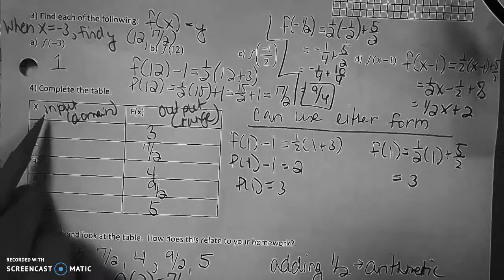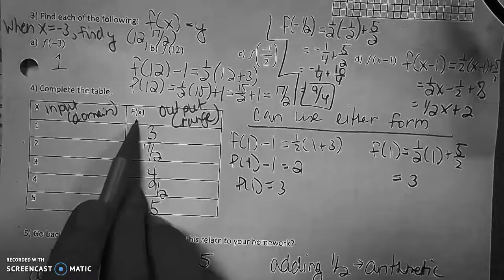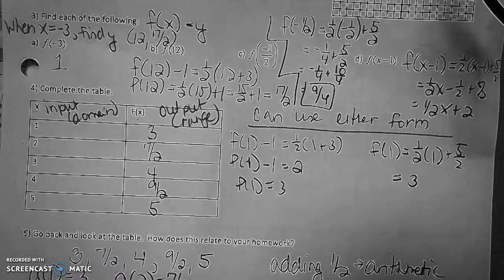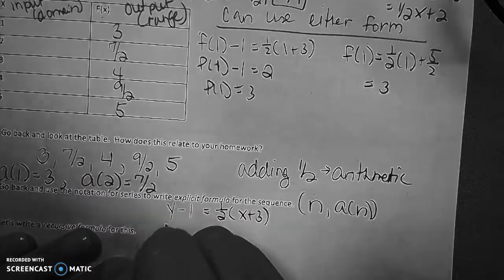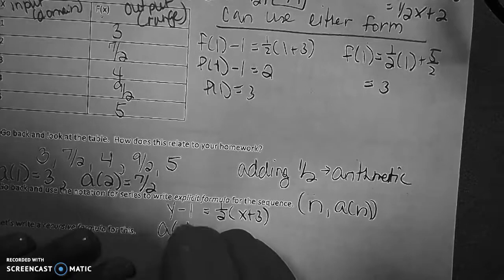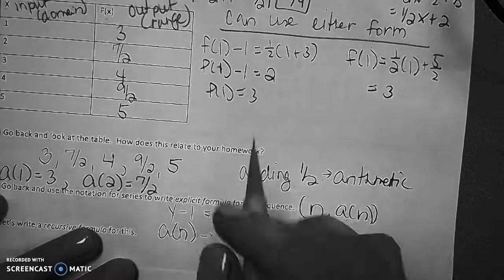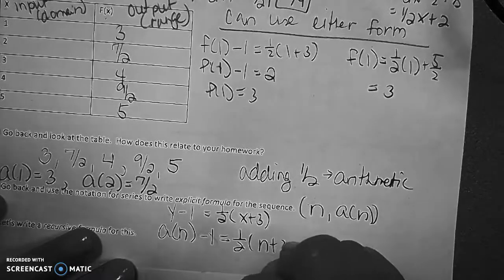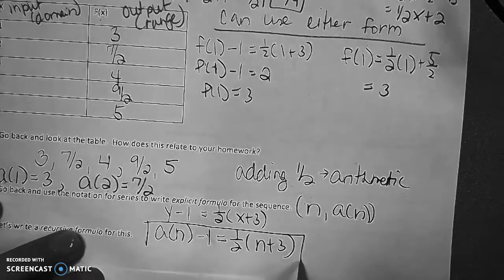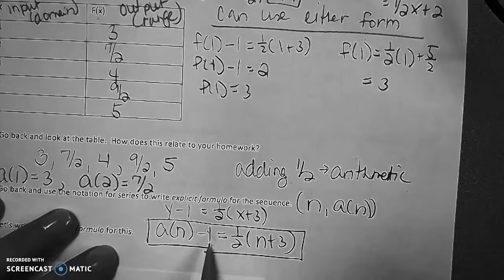So if you think about this table, go back and look at your table from your homework. This was n, this was a sub n. They mean the same thing. I'm going to come down here, and every time I see y, I'm going to plug in a of n, excuse me. So a sub n, a of n minus 1 equals 1/2 n plus 3. That's an explicit formula. And I say explicit formula because I could go ahead and write this in slope-intercept form.